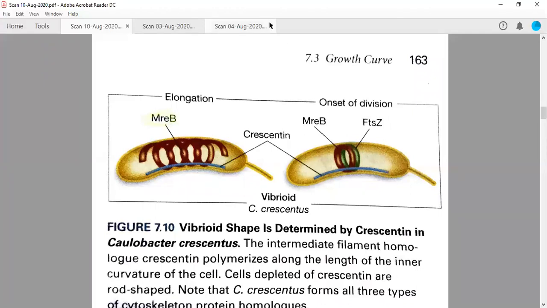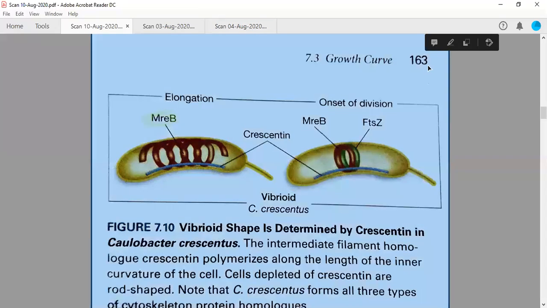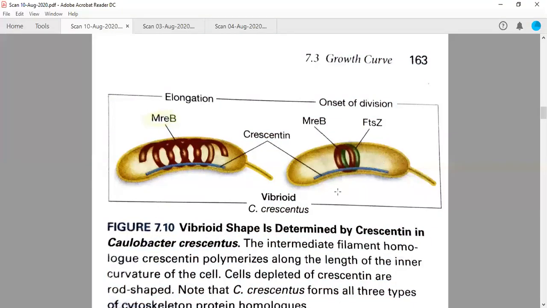Fine. If you have any question from this particular discussion, I'm discussing this portion from the previous class. These proteins are from Prescott. Page numbers are also given, around 159, 160. All these diagrams are given. I have the Prescott eighth edition. If you have Prescott, please go through these page numbers. You will find these diagrams.